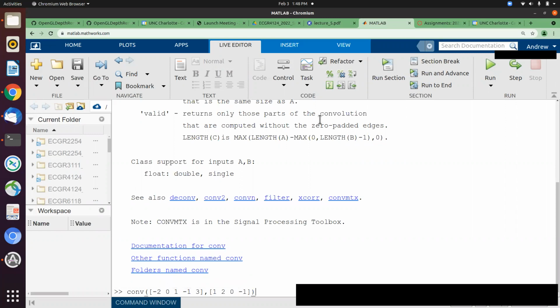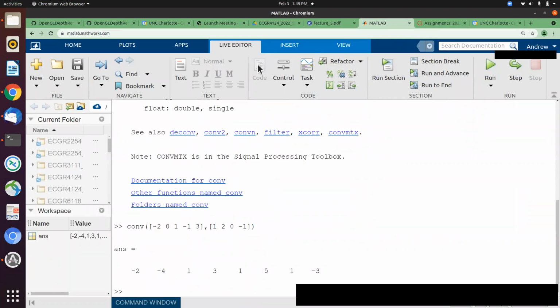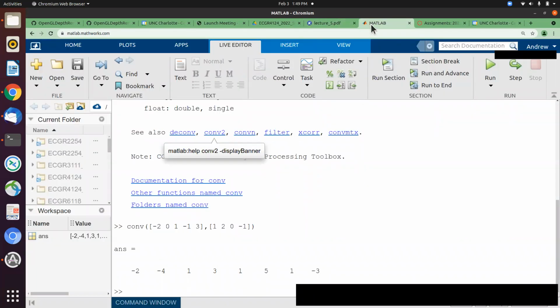Now MATLAB will never give you the right indices, by the way, because MATLAB is only one based. You can't even represent the index -1. But these are the values, and so we go over here: -2, -4, 1, 3, 1, 5, 1, 3, and we see that we get this. There's a -3 at the end. So you get the same numbers.